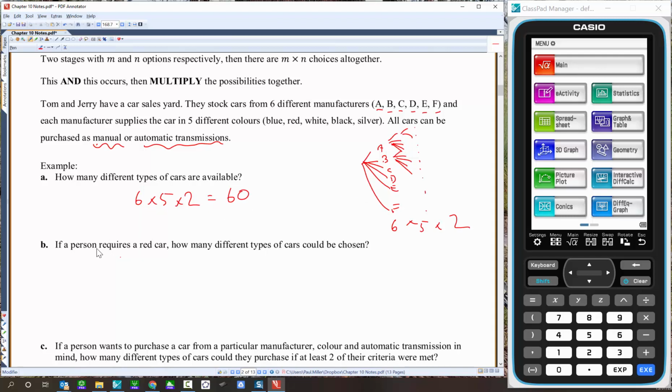Now what we'll do is limit the tree diagram a little bit. We'll take out some of the options. So if a person requires a red car, it's still these 6 manufacturers, okay?